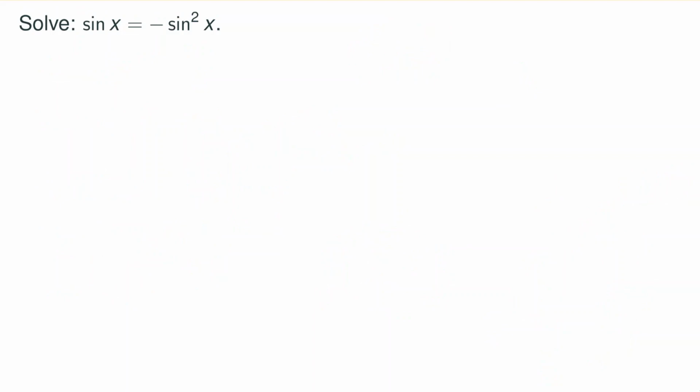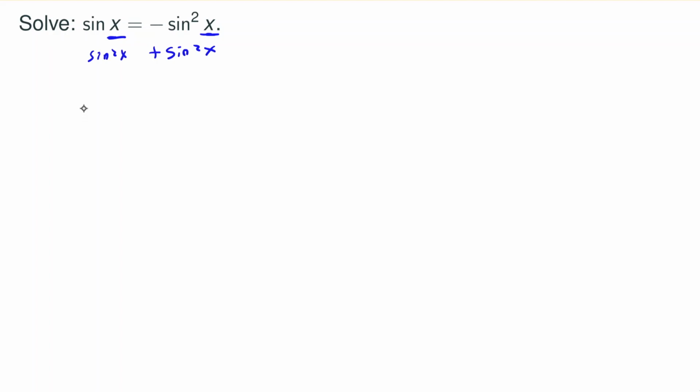Solve sine x equals negative sine squared x. In this case, we're solving for an unknown variable, finding an angle x that makes this equation true. First, we want to have a 0 on the right side. We do not divide both sides by sine because sine could be 0 and we cannot divide by 0. So what we do is we add sine squared x to both sides.